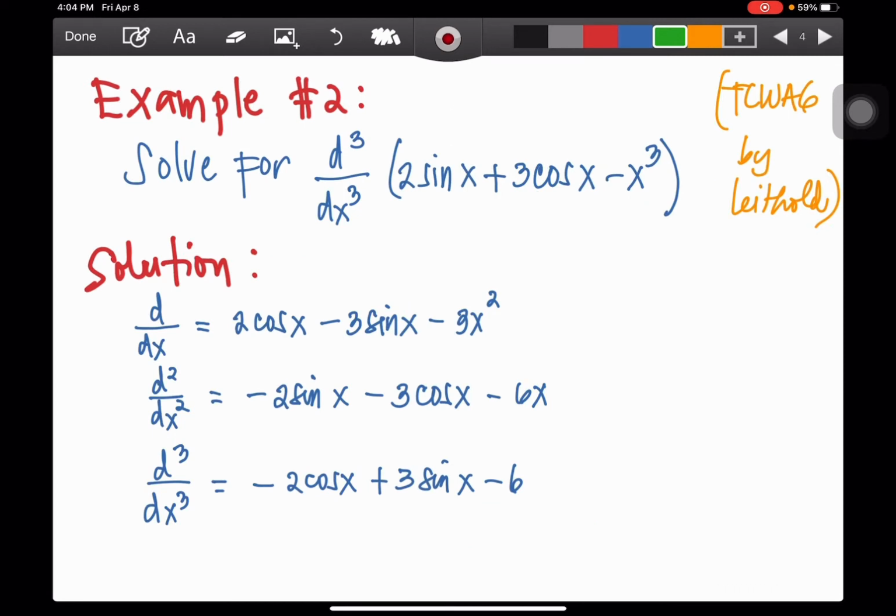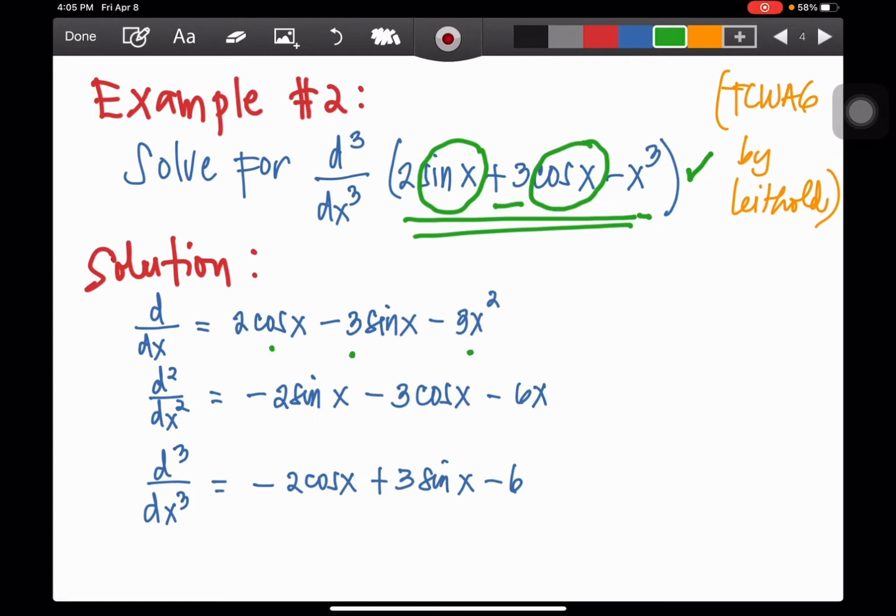Example number 2. This example is taken from The Calculus with Analytic Geometry by Louis Leithold. Okay, so we are asked to determine the third derivative of this one. So first is for the first derivative. Now that's 2, then the derivative of sine x is cosine x. Then the derivative of cosine x is negative sine x times positive 3, that's negative 3 sine x. Then the derivative of negative x cubed is negative 3x squared.